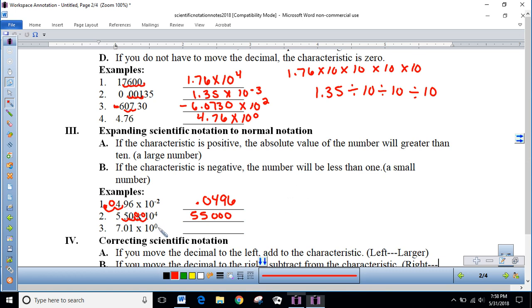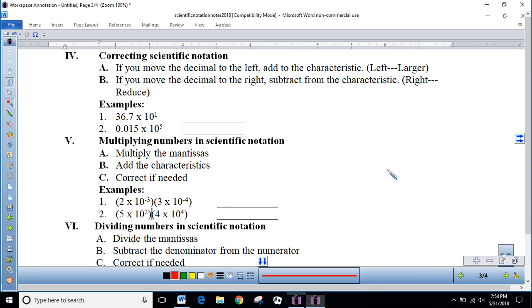This one's saying we don't have to move it at all, so it's just going to be 701. Again, super, super easy. So I do also want to show you how to correct, because some of you will take tests that sometimes will not allow calculators, and to be able to correct it mentally in your head is a good thing to do.